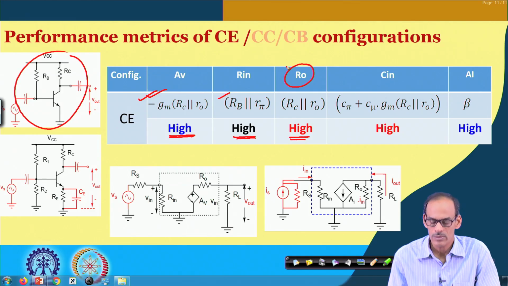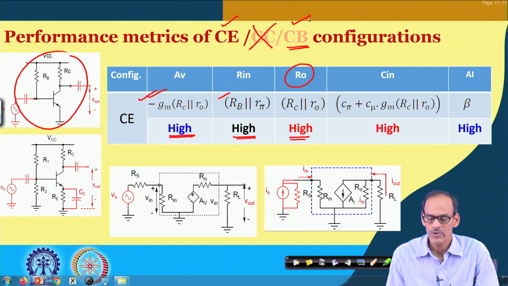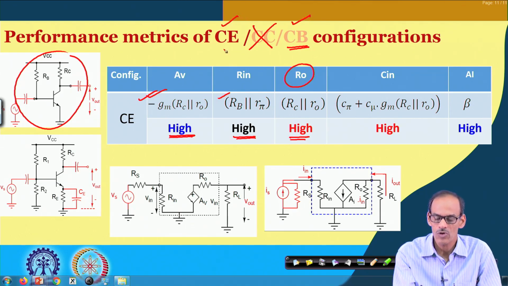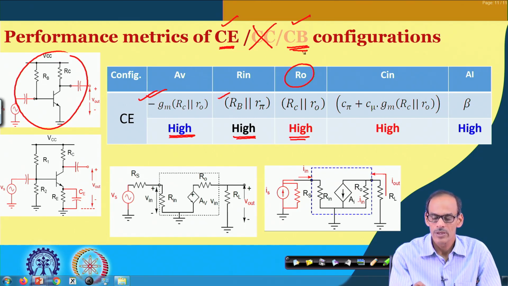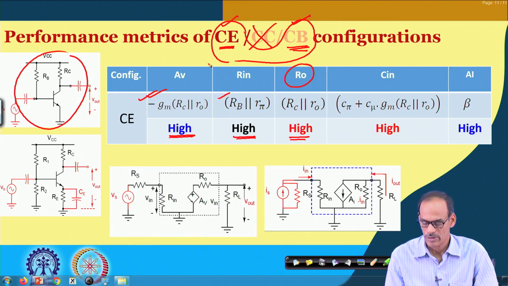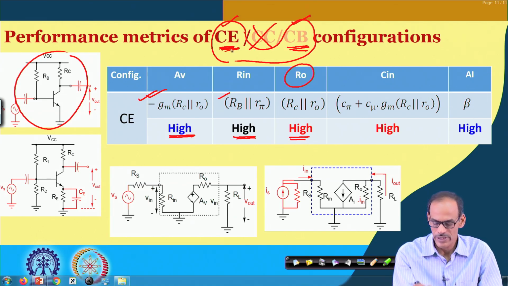Likewise, we also have a discussion related to common base. Common collector, this part we have already discussed, so we will not be covering it now. We need to revisit these important properties of CE and CB to motivate ourselves that combining CE and CB gives us a better performance. This is the performance summary of the CE amplifier.